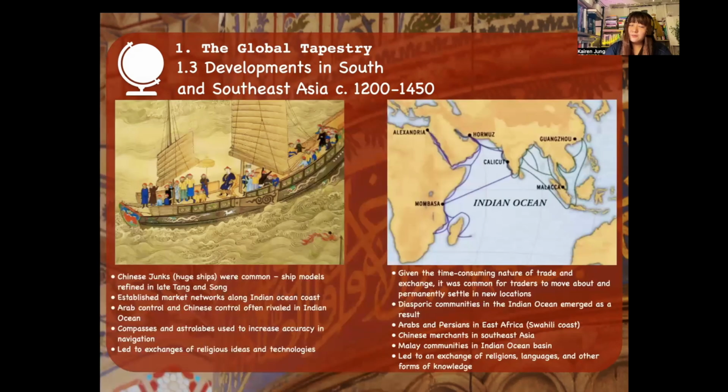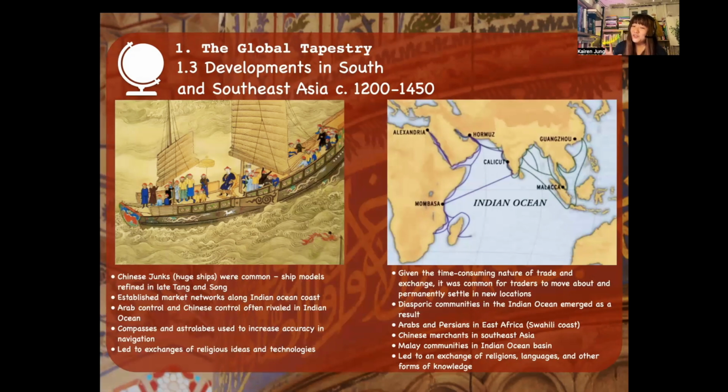How did these ships travel? What kinds of ships were they? The Chinese junks, these huge ships with square sails, were quite common, and the ship models had been refined in the late Tang and the Song. They established a lot of market networks along the Indian Ocean coast, and they led to exchanges of religious ideas and technologies. Of course, they used compasses because you need to know where you're going. And this is a map of the Indian Ocean trade route network at that time.